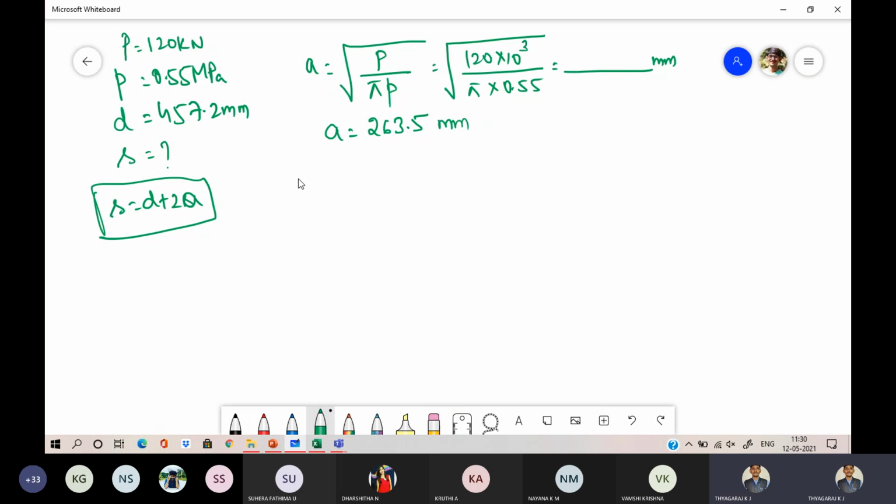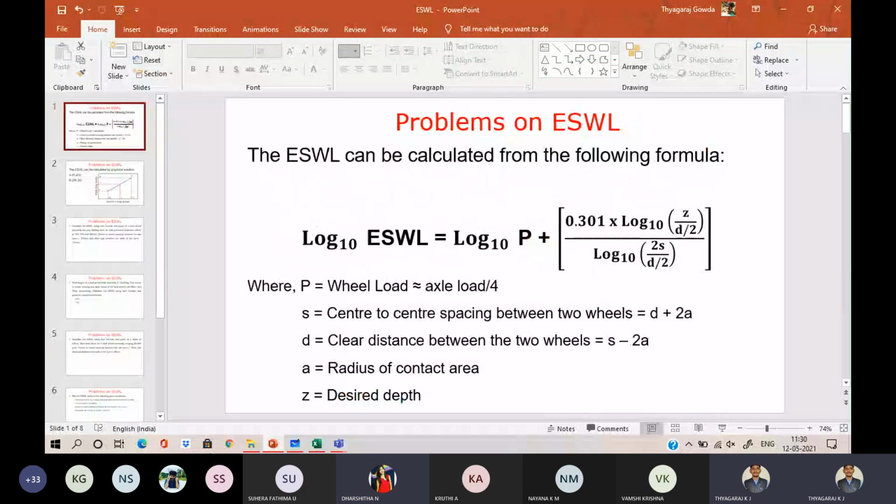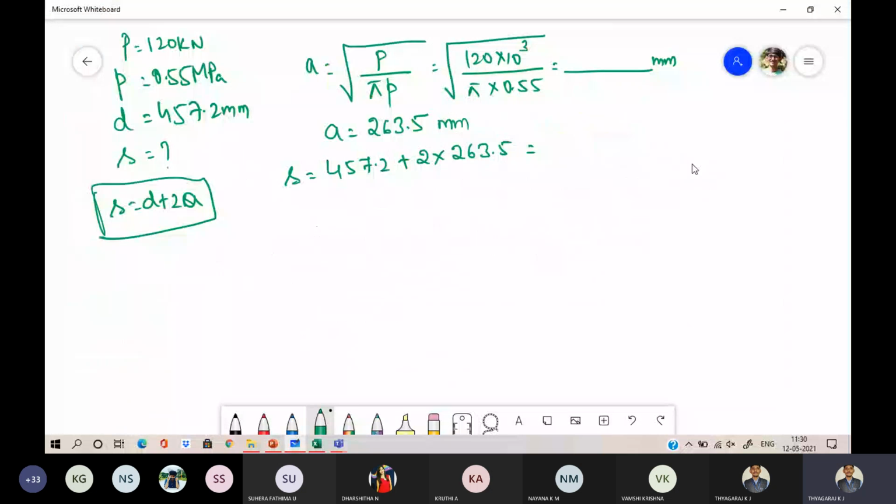Okay. Now calculate S is equal to D plus 2A, 457.2 plus 2 into 263.5. How much are you going to get? 984.2 mm. So we'll consider 984 mm, which will be helpful.